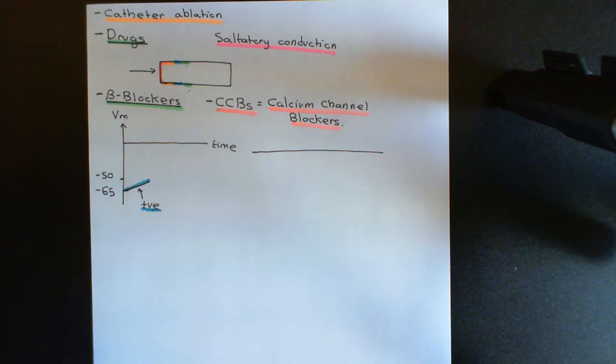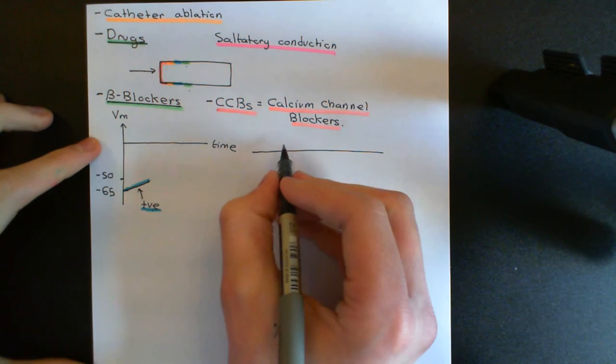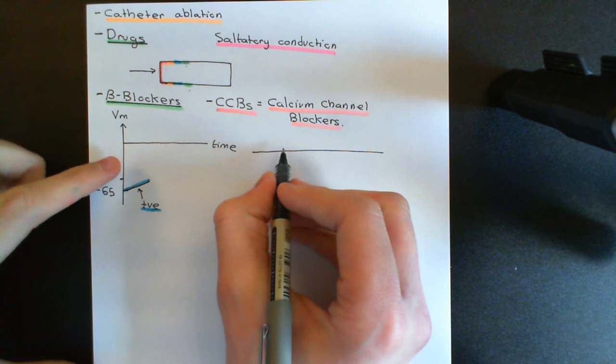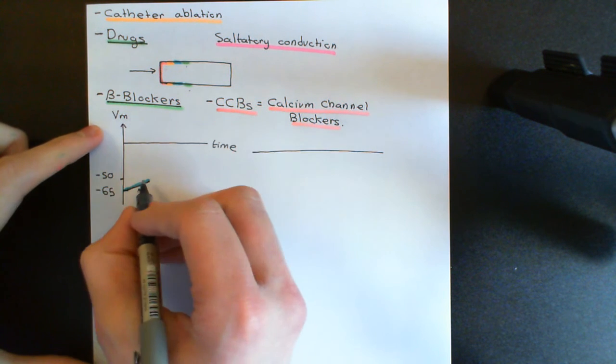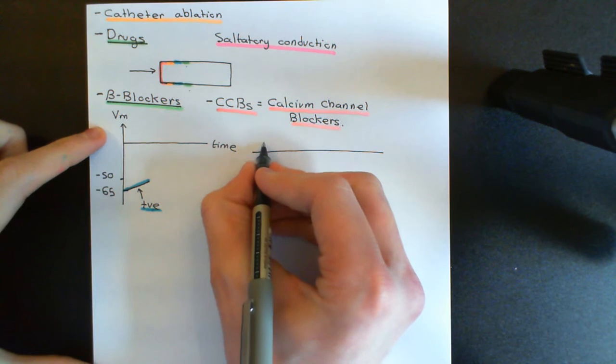Okay, so this is the initial depolarization portion. Then at negative 50 millivolts, that's actually going to drive a certain type of calcium channel to open, which will help to depolarize the electrical potential difference across the cell membrane further.